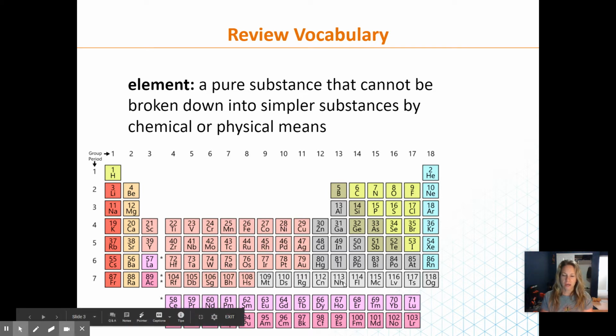These right here, 109 to 118, they are there. They just maybe haven't been naturally discovered in nature. And that's why they're kind of different down there at the bottom.